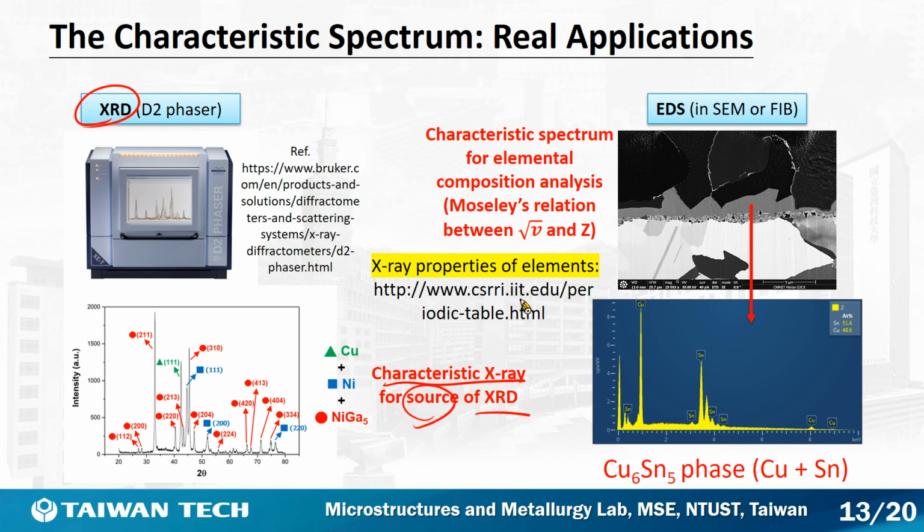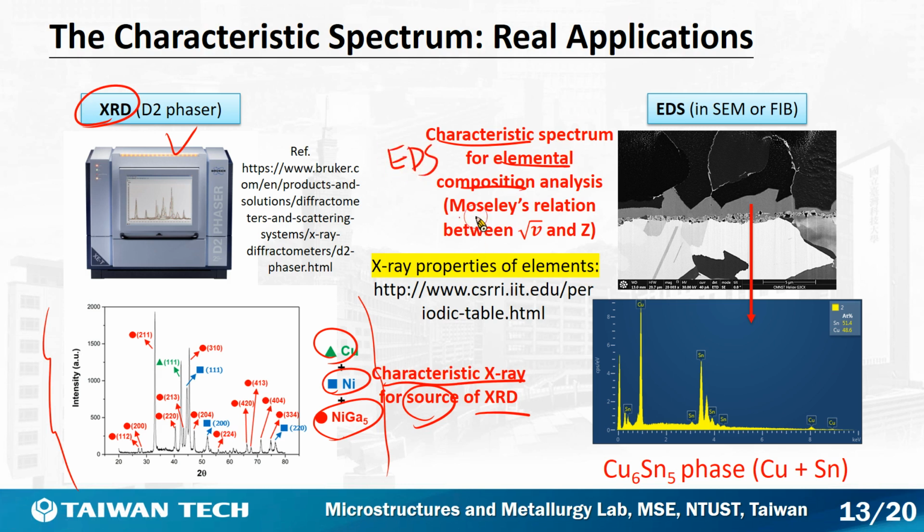And also, this is just a profile, so you can know that this is a typical XRD profile. It shows different structures or elements. This is the appearance of this equipment. This is a D2 Phaser. We will learn about how to use this equipment. And also, this characteristic spectrum can be used for elemental mapping, EDS mapping.